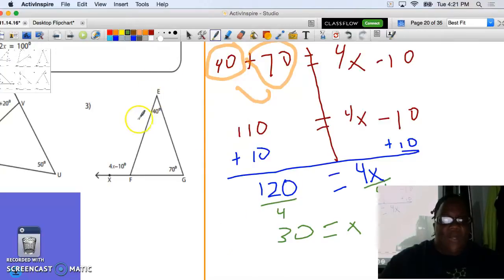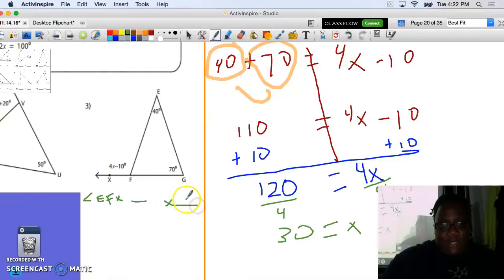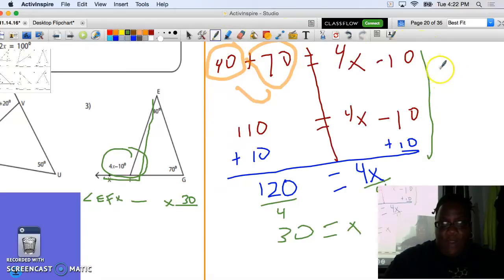Okay, so now I know x is 30, and that's what should be down here. Well, it's asking for angle EFX. So x is 30. So EFX means I need to solve this to get this answer. So if I do that, I'll do that right over here.